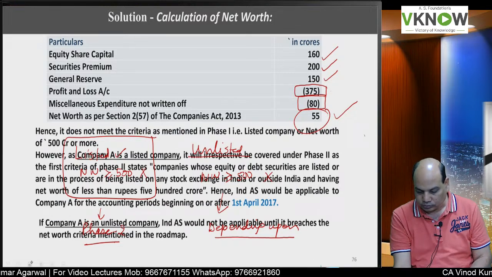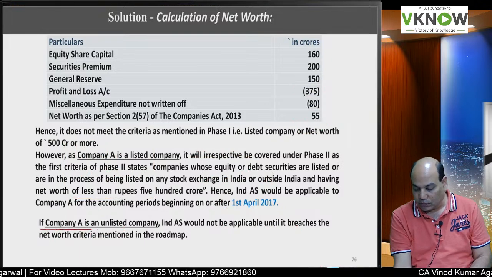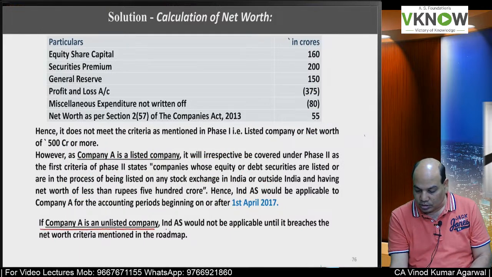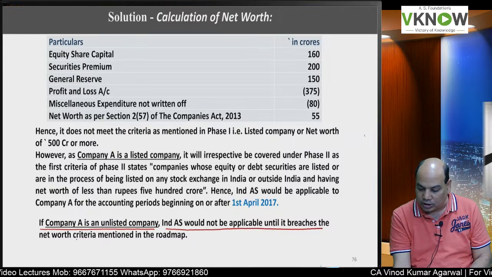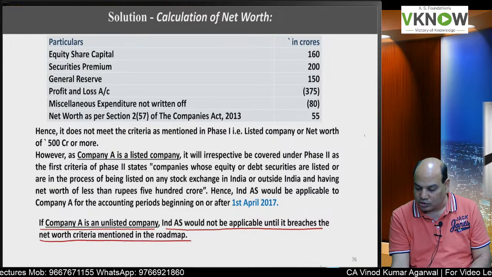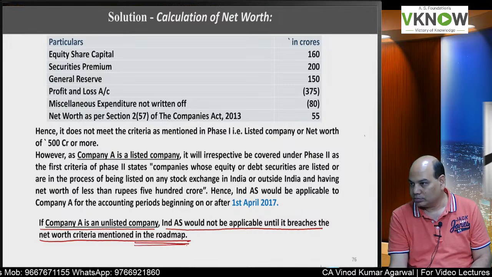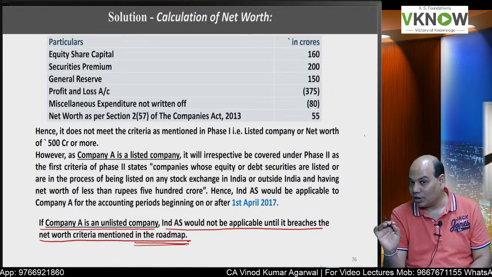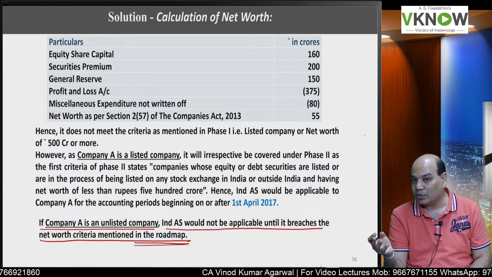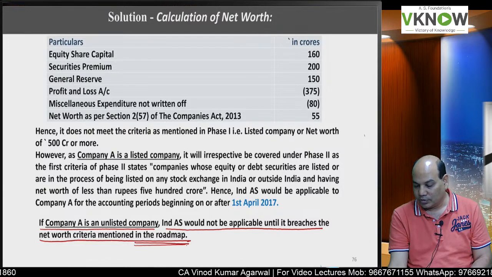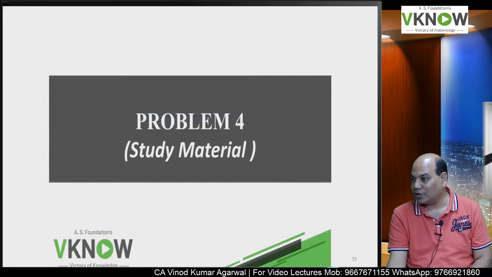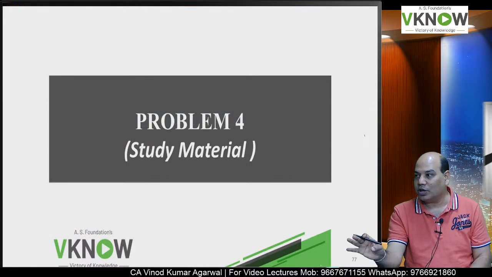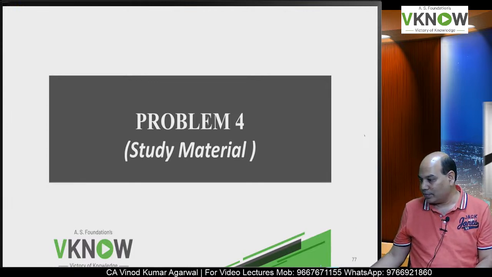Okay. So see the last line of the answer. If it is an unlisted company, Ind AS would not be applicable until it breaches the net worth criteria mentioned in the roadmap. So it may not be applicable for many more years because it is unlisted and its net worth is just 55 crore. From 55 crore to 250 crore is not easy, boss. 4 times you have to make profit. Or you have to raise funds of the difference. Making a loss of 375 crore, getting funding is also not easy.